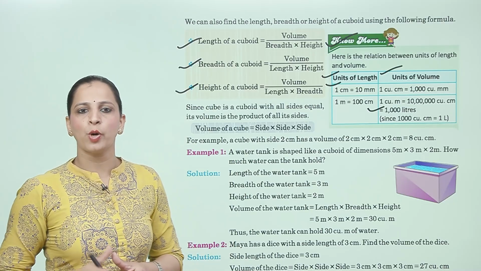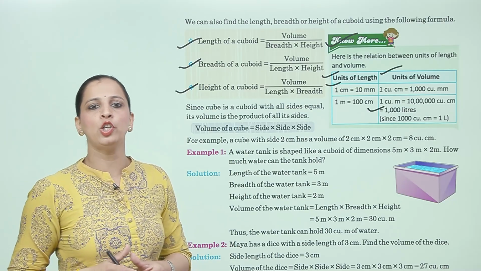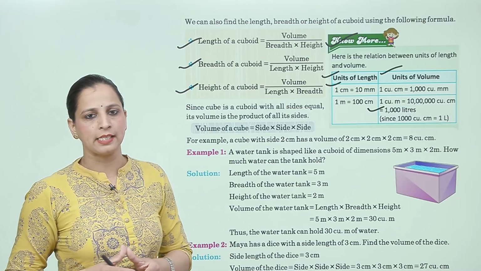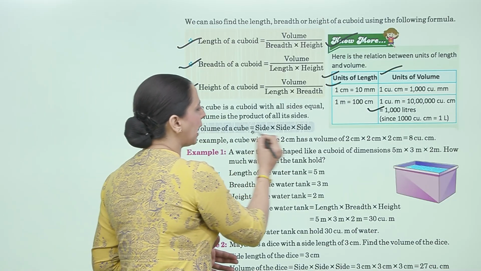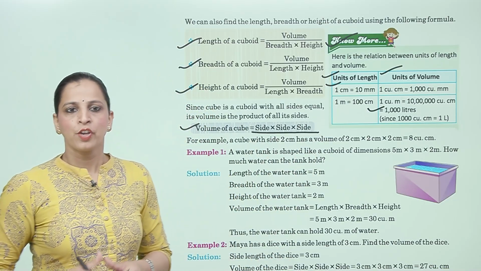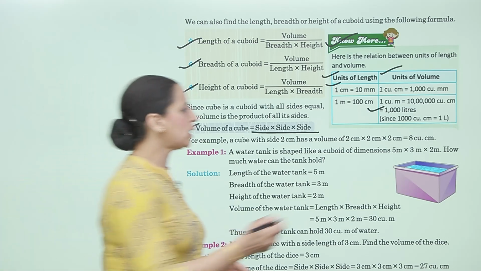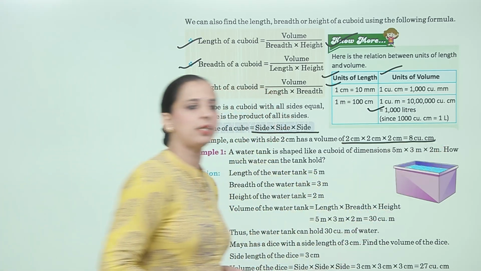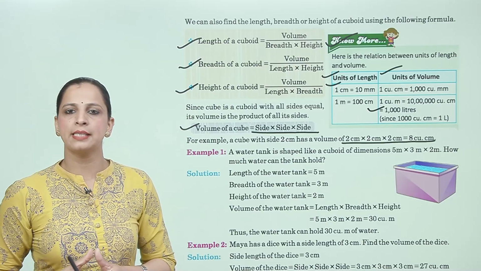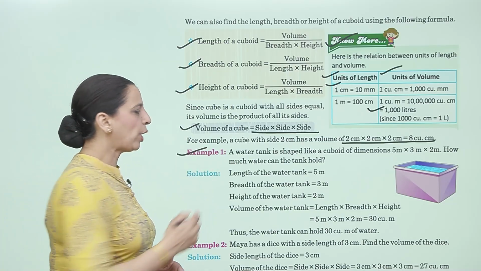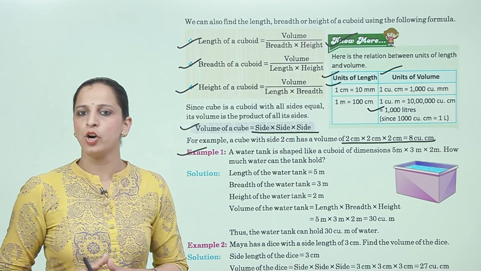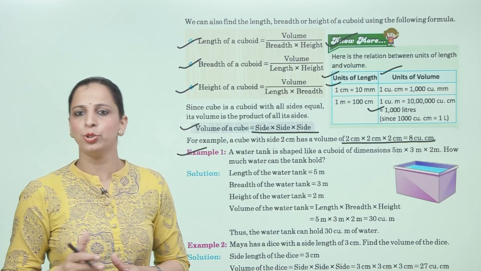Since cube is a cuboid with all sides equal, its volume is the product of all its sides. So, volume of a cube is side into side into side. For example, a cube with a side 2 centimeter has a volume of 2 centimeter into 2 centimeter into 2 centimeter is equals to 8 cubic centimeter. Now, example 1. A water tank is shaped like a cuboid of dimension 5 meter into 3 meter into 2 meter.